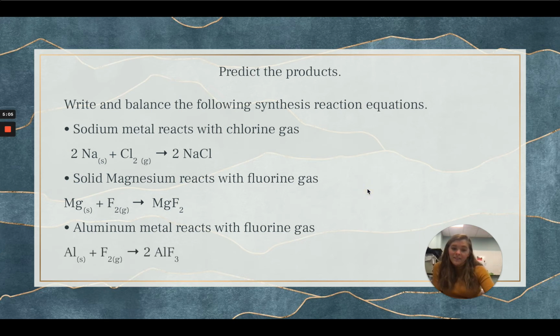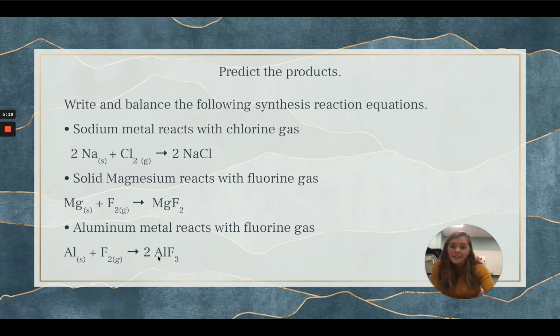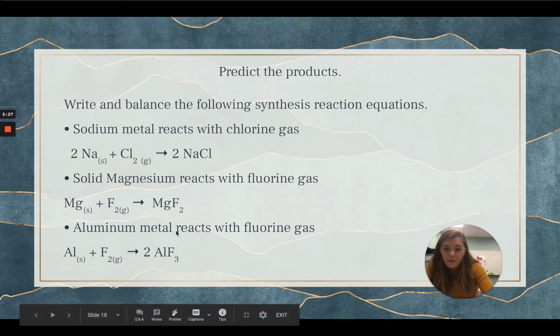You should have this as your answer. Aluminum solid plus F2, so again that fluorine gas, is reacting to form 2AlF3. With these, make sure that you have this 3 here. That's a major mistake that a lot of people will make. Remember, aluminum has a charge of +3 because it's in column 13, and fluorine has a charge of -1. So when we swap those, we get AlF3 so that we can overall have a 0 balance on that compound.